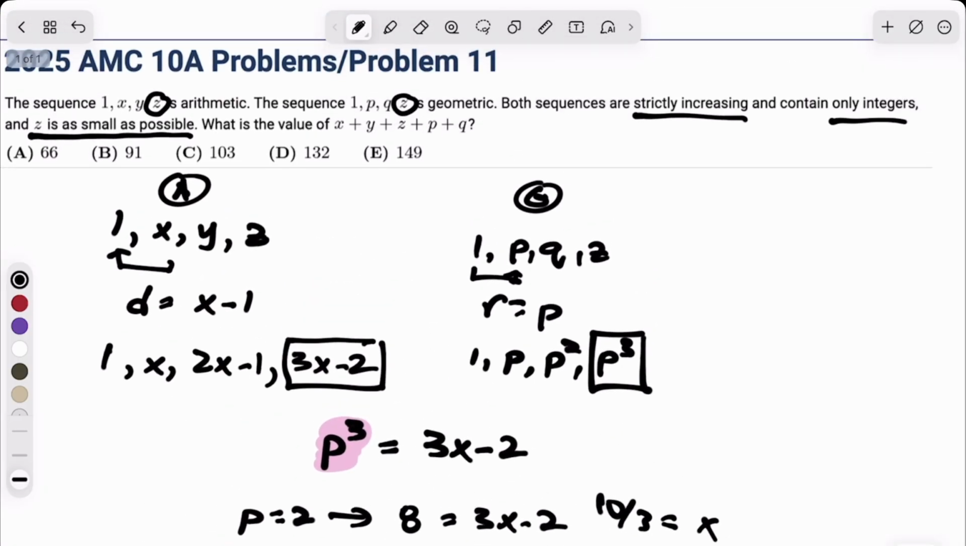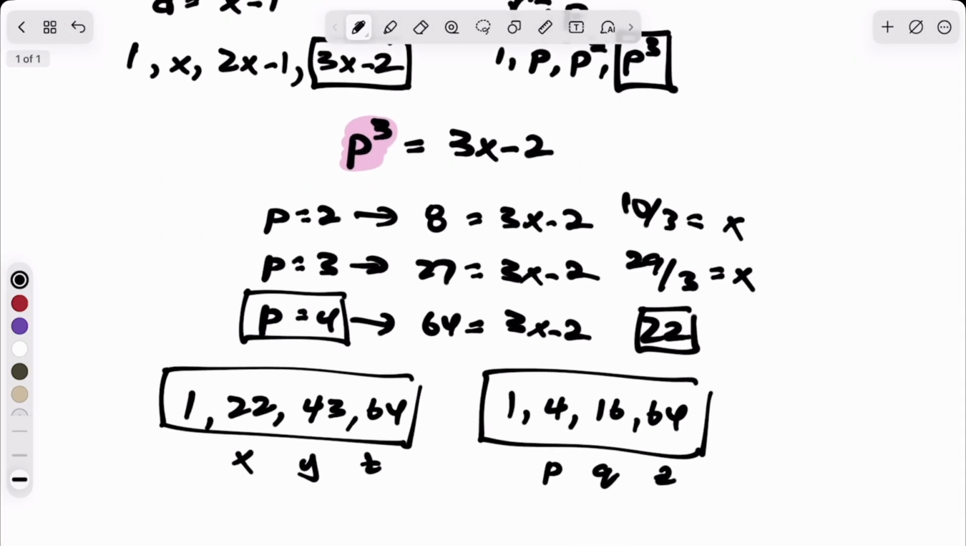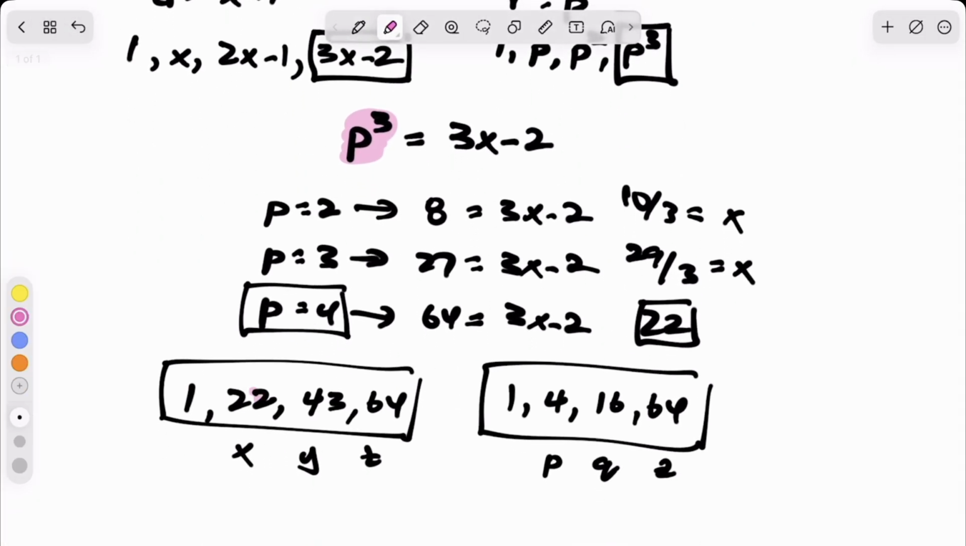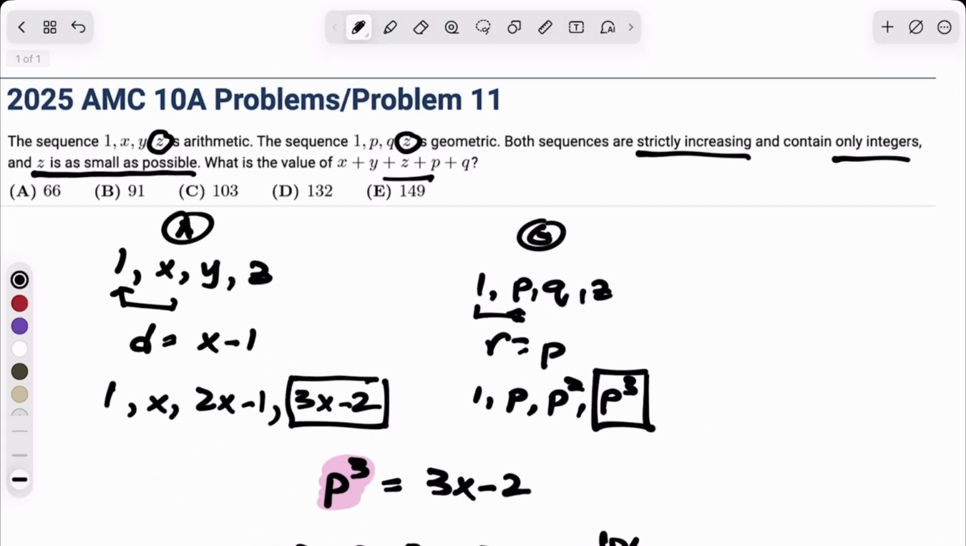And the problem asks for x plus y plus z plus p plus q. So 65 and 64, 129, 133, 149. Which is answer choice E.